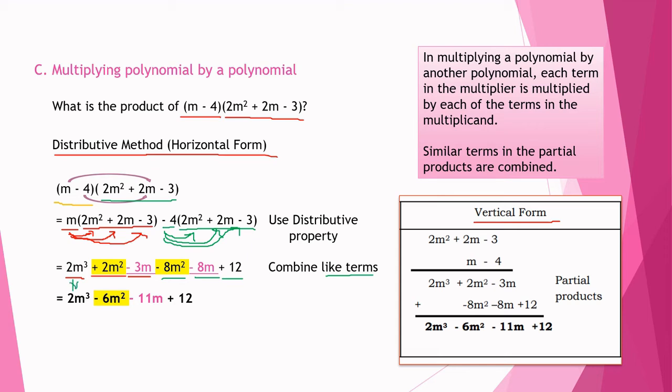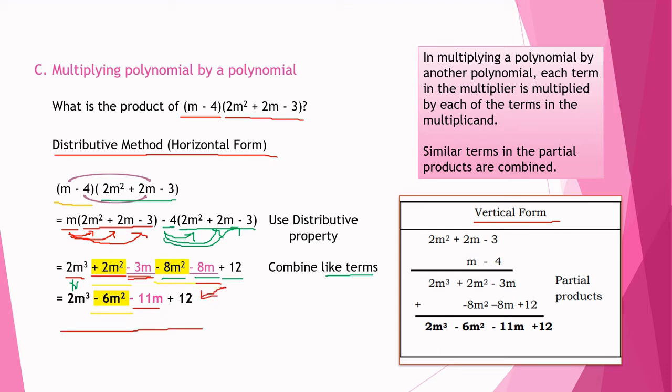Next, let us combine positive 2m squared and negative 8m squared. The sum is negative 6m squared. So negative kasi unlike sign, copy the sign of the bigger number. And then copy the literal coefficient. Next is negative 3m and negative 8m. Add and copy the sign. So we have negative 11m. And then bring down positive 12.